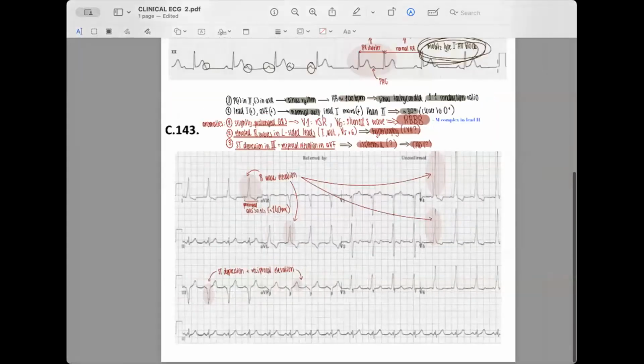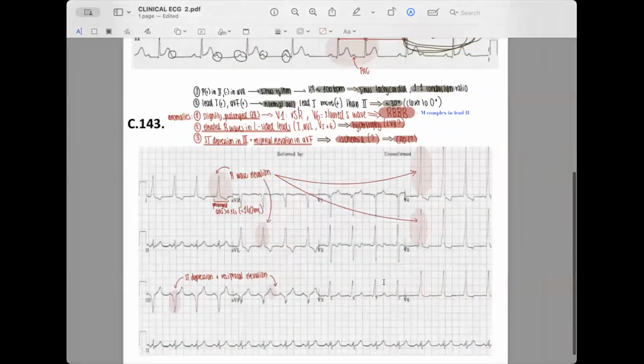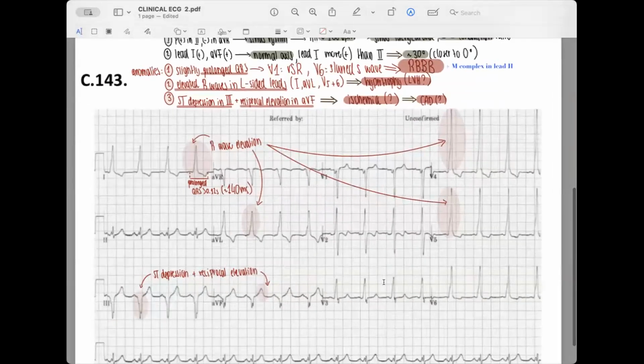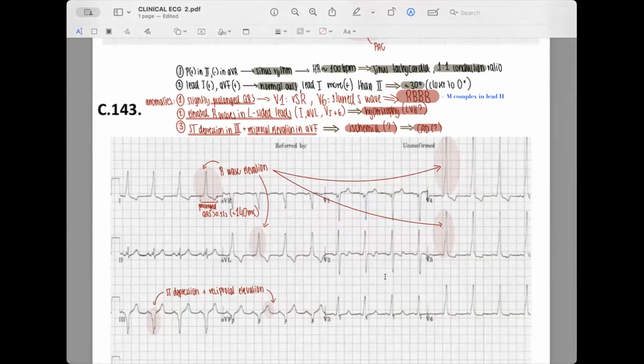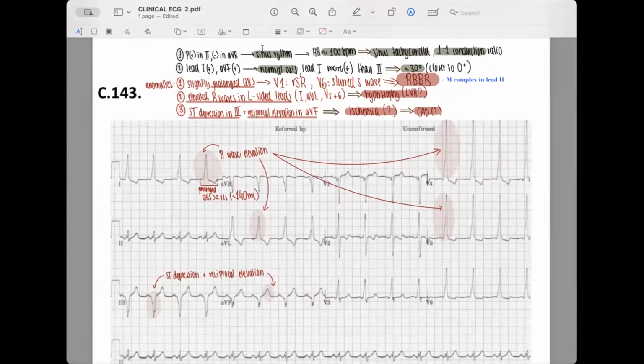I will try and share it now. Hopefully it works. Okay, do it. Does it work? It's working. Okay. Is this zoomed in enough? Yes. Okay.